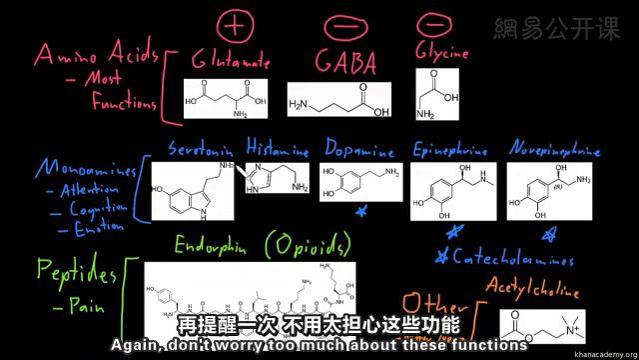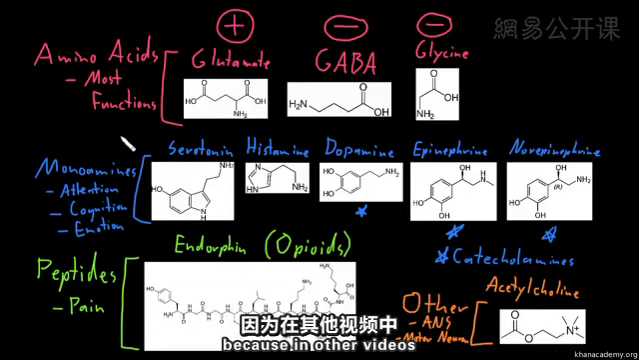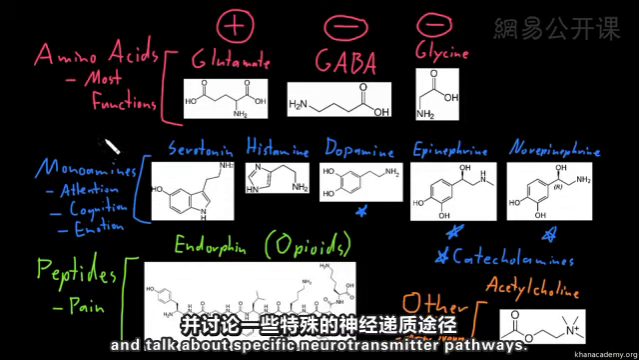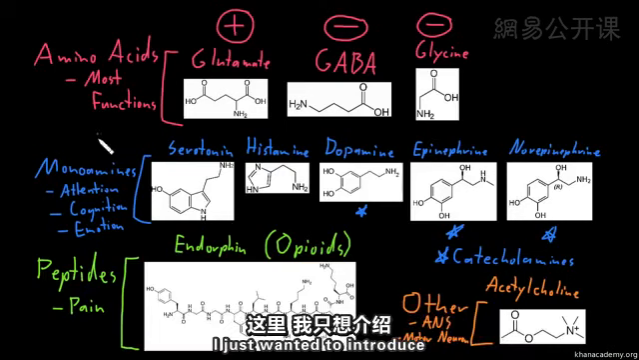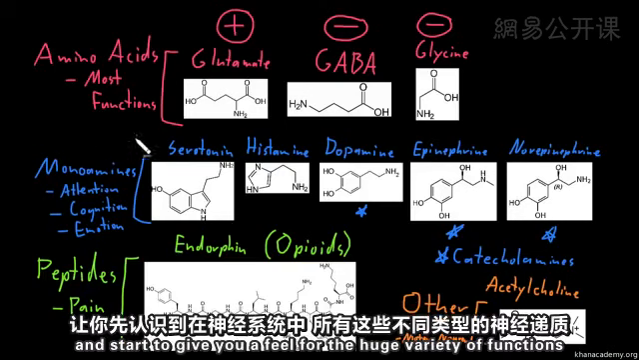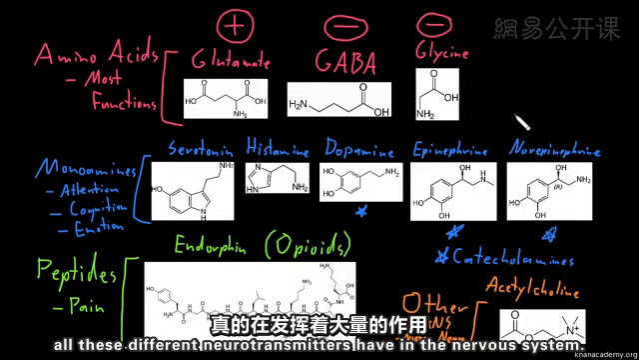So again, don't worry too much about these functions, because in other videos we'll go more into the structure and the function of the nervous system and talk about specific neurotransmitter pathways. But I just wanted to introduce the different types of neurotransmitters here and start to give you a feel for the huge variety of functions all these different neurotransmitters have in the nervous system.